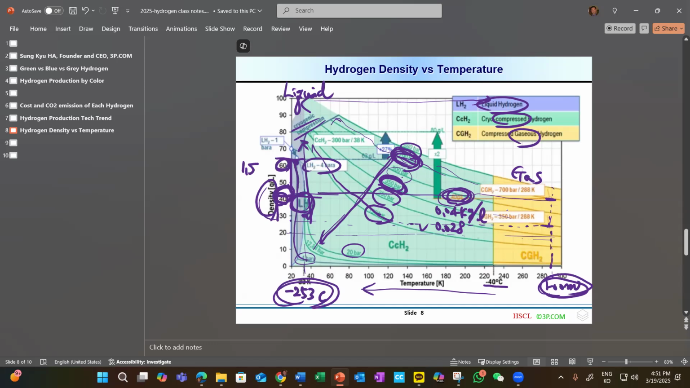Many people have a wrong idea that if we have a liquid, we can have a lot of hydrogen, but that's not the correct concept, because even though it's a gas, 700 bar can give us a very high density. So that's why, even though it's relatively dangerous compared to a liquid, the highly compressed hydrogen tank is still widely used.